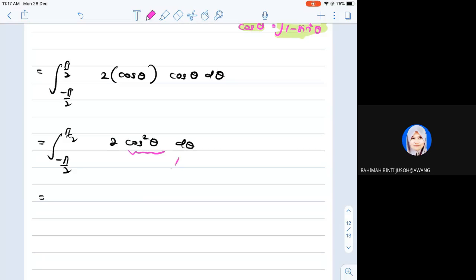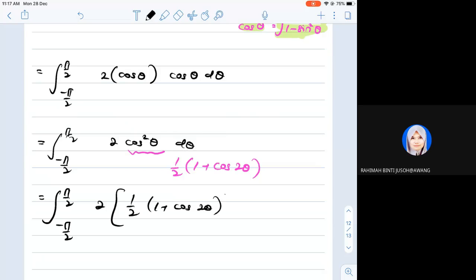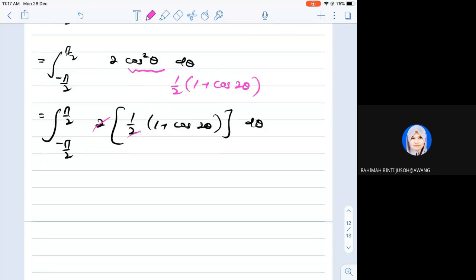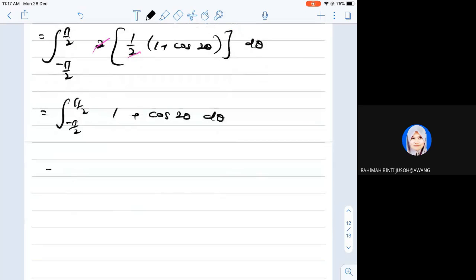What? This is equivalent to 1 over 2, 1 plus cos 2 theta, isn't it? So you have the integral from negative pi over 2 to pi over 2 of 2 times half, 1 plus cos 2 theta d theta, like that. Okay, so this can be cancelled. Then integrate 1 plus cos 2 theta d theta. You can integrate this happily.